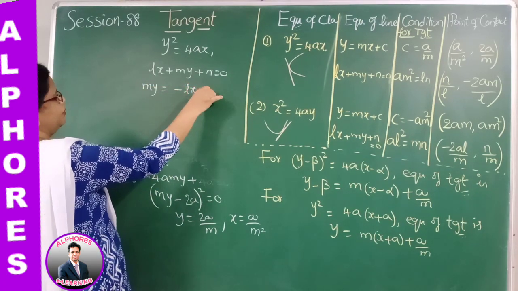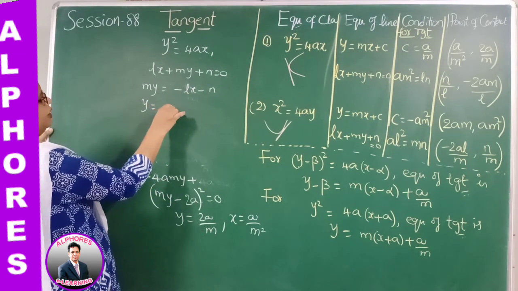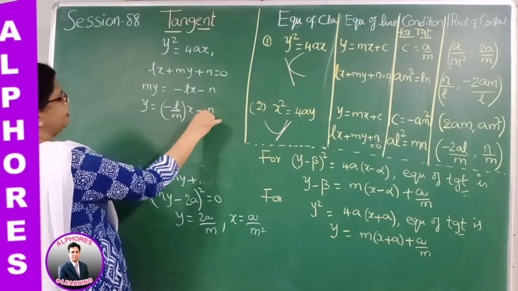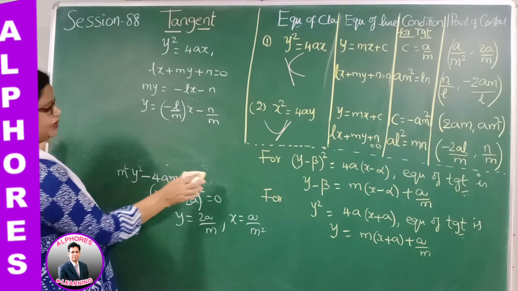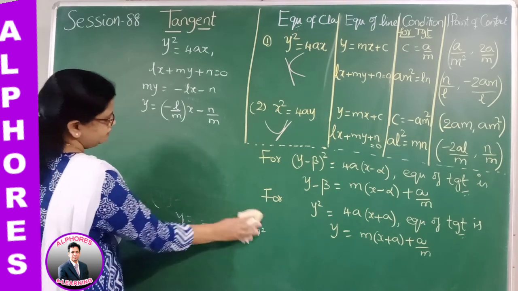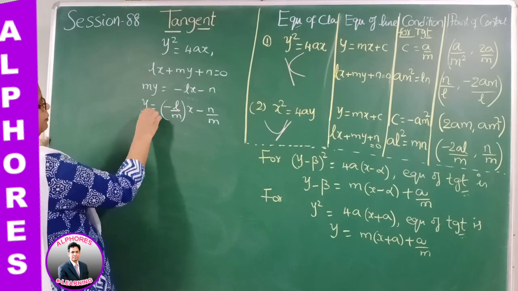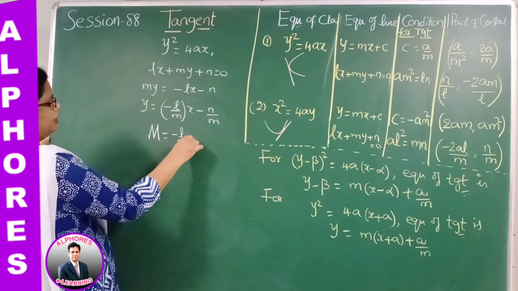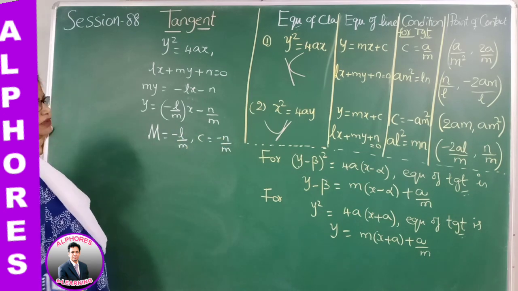Minus Lx minus n, and if you divide by m, then this is y equal to minus L by m into x minus n divided by m. So now you got y is mx plus c type. Once this is y is mx plus c type, then what about our standard form? I am taking here m equal to minus L by m, and next c equal to minus n by m. So these are the values.